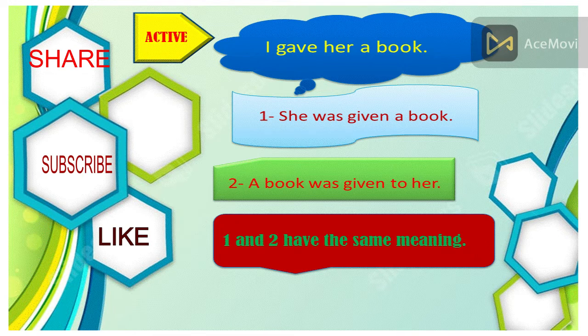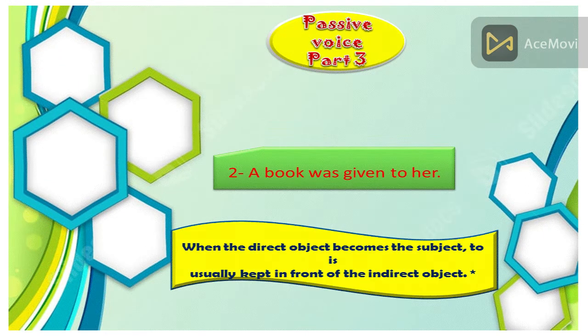So let's start with the book. Okay, so a book was given to her. When you start your passive sentence with the direct object, you can end your sentence with to plus noun or pronoun. So a book was given to her. But in each case, 1 and 2 have the same meaning. There is no difference in meaning between 1 and 2. A book was given to her.